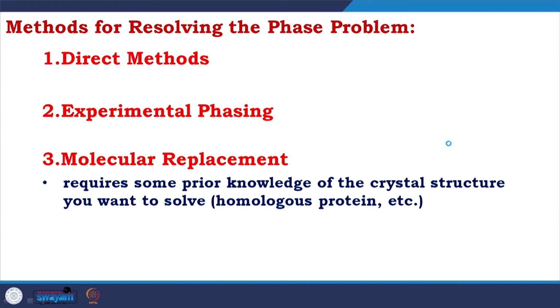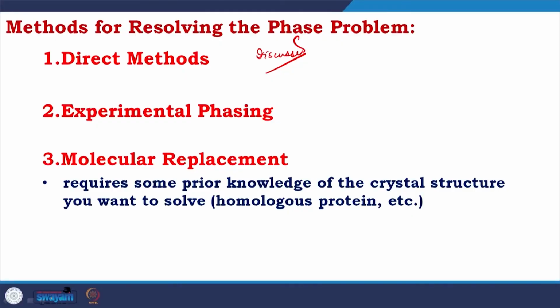So, what are the methods to solve the phase problem? Direct method we have discussed already. Another two categories are experimental phasing, where we will use heavy atom, and the third one is molecular replacement, which requires some prior knowledge of the crystal structure you want to solve. Why? Because molecular replacement, which I will talk about in detail in the next class, is a revolutionary step in the field of protein crystallography. Today you see the number of crystal structures solved, every day new crystals are coming, thanks majorly to molecular replacement.